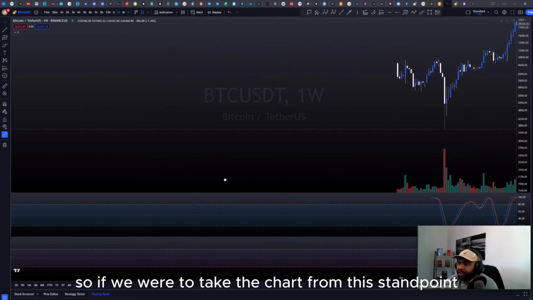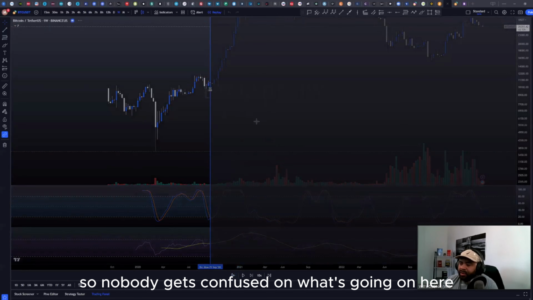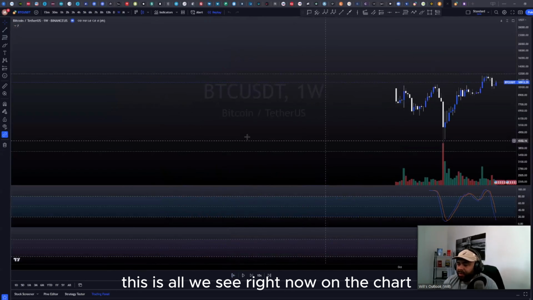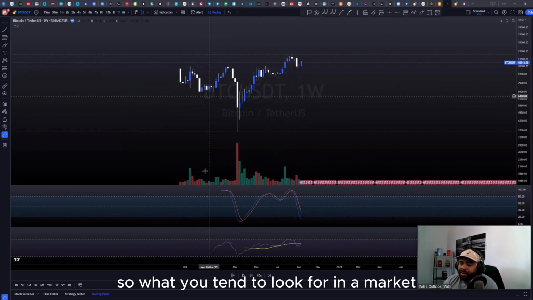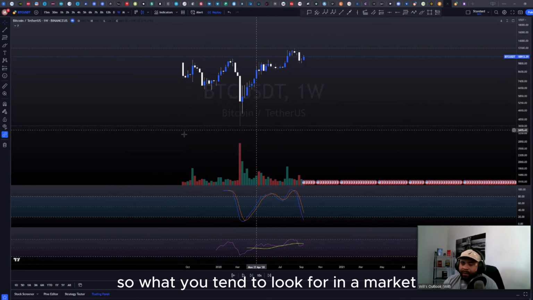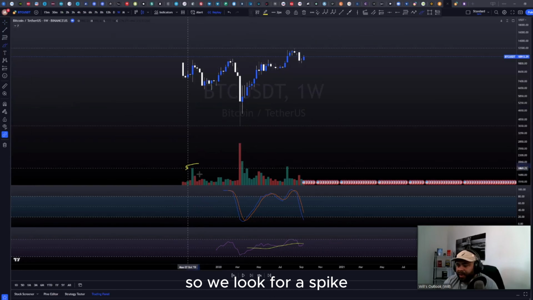So if we were to take the chart from this standpoint, we can take a replay just to cut this off so nobody gets confused on what's going on here. And we could say this is all we see right now on the chart. So we have a spike, right? What you tend to look for in a market for a top or a bottom of the move is a spike of the move. So we look for a spike.